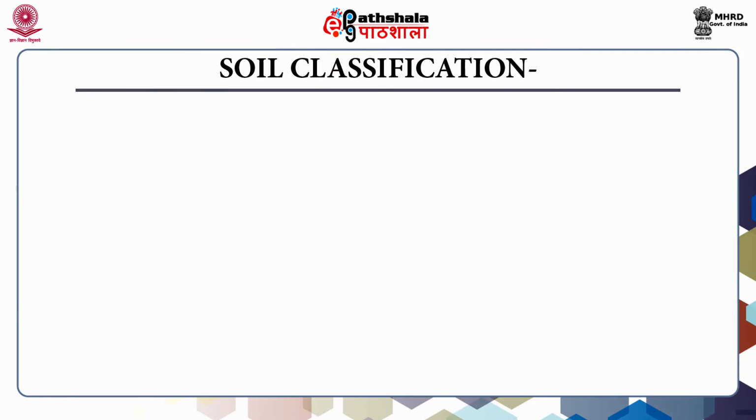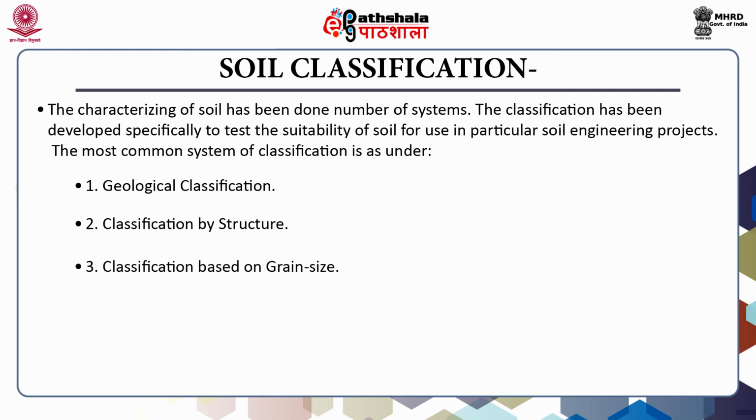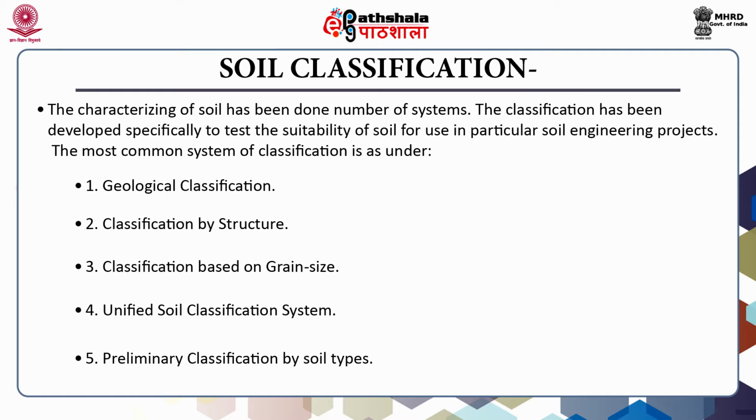Now, soil classification. A number of systems of classification have been evolved for characterizing various types of soil. Some of these have been developed specially in connection with ascertaining the suitability of soil for use in particular soil engineering projects. The more common classification systems are geological classification, classification by structure, classification based on grain size, the unified soil classification system, and preliminary classification by soil types.